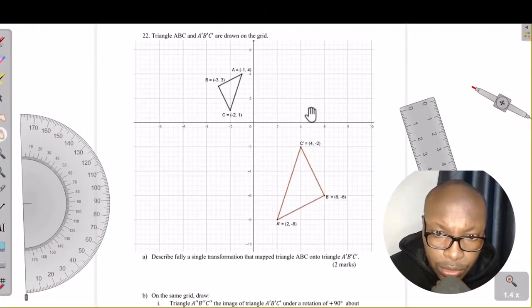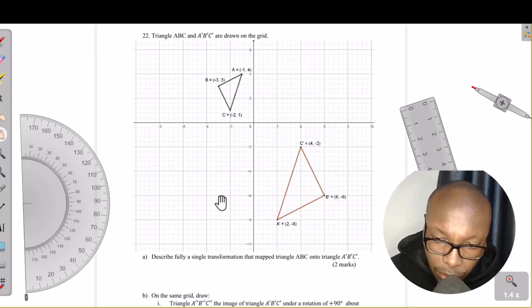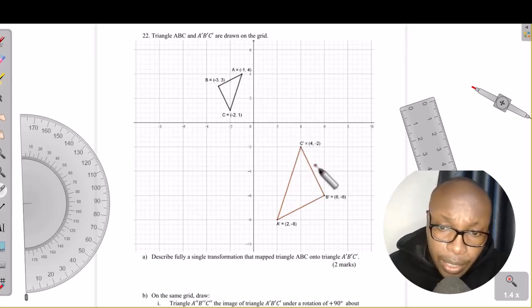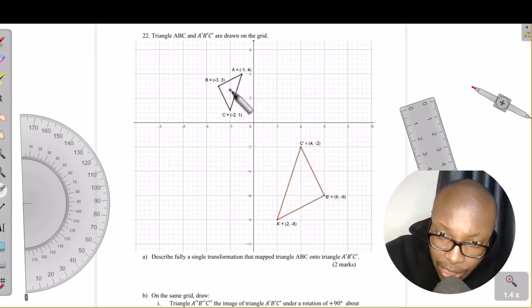Question 22. Triangle ABC and A prime, B prime, C prime are drawn on the grid. So you can see the two triangles there. Let us go to the first question. Describe fully a single transformation that maps triangle ABC onto triangle A prime, B prime, C prime. Triangle ABC is here, and then it is mapped onto this. So you're required to describe a single transformation that maps this smaller triangle here to this one.